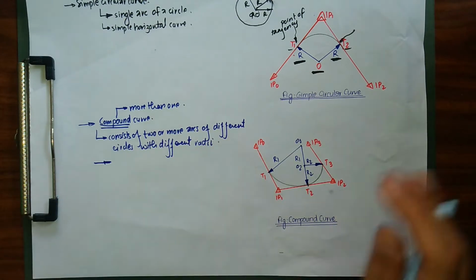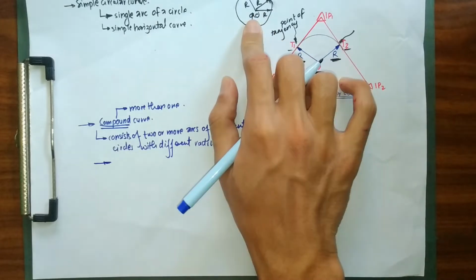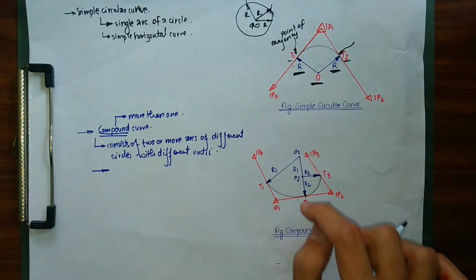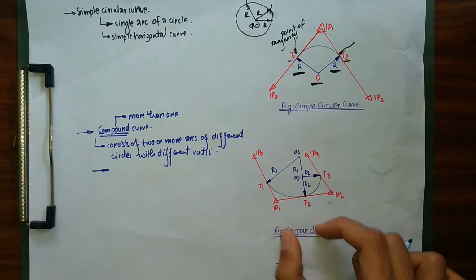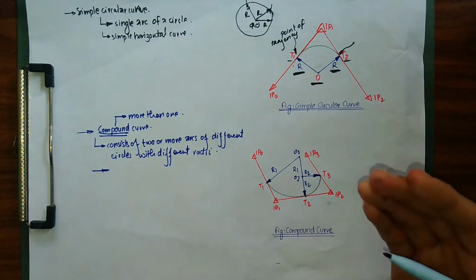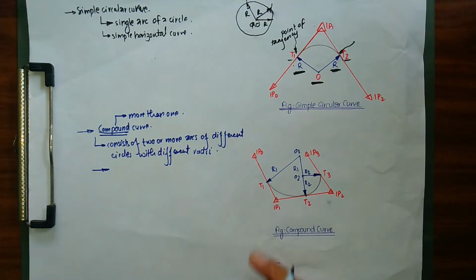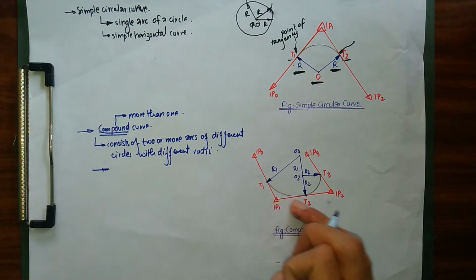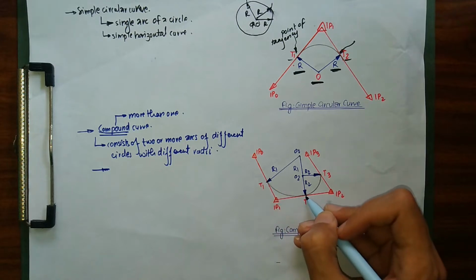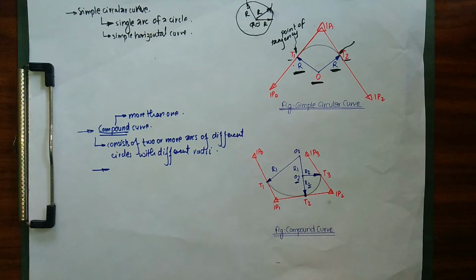So what does this mean? As you can see in our simple circular curve, we had a certain circle of center O and radius R, and we took a certain portion of it and kept it over here. But a compound curve is more than one simple circular curve. We can simply say a compound curve is a combination of simple circular curves, in the sense that it has one circular curve of radius R1 and center O1, and as soon as this simple circular curve ends over here, another simple circular curve of radius R2 and center O2 begins.